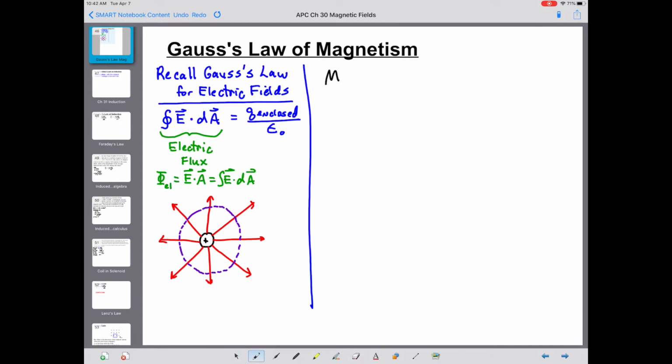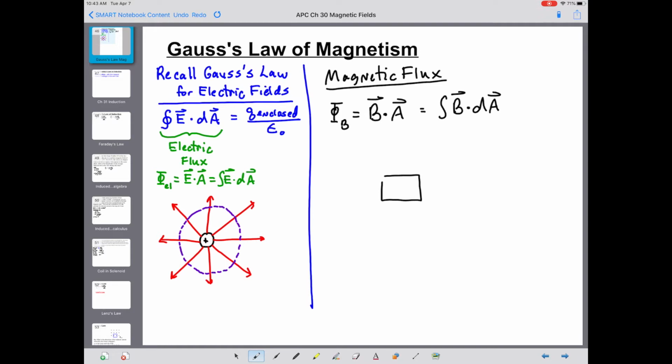If we now consider, first of all, what magnetic flux is: magnetic flux, same concept as electric flux, just a different kind of field. So you're still dealing with the field lines penetrating the area, the concentration, the density of those field lines. Mathematically, magnetic flux, phi sub B, is equal to B dot A, which in calculus would be the integral of B dot dA. So you're looking at that magnetic field line intercepting a given area.